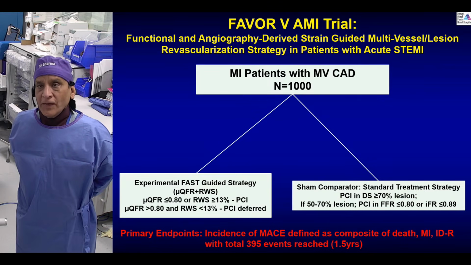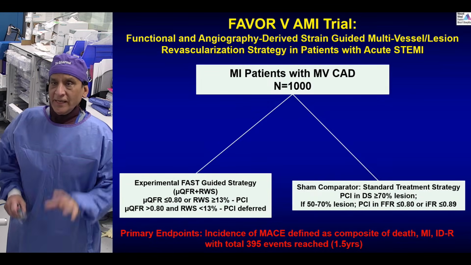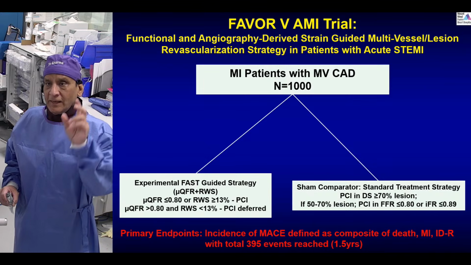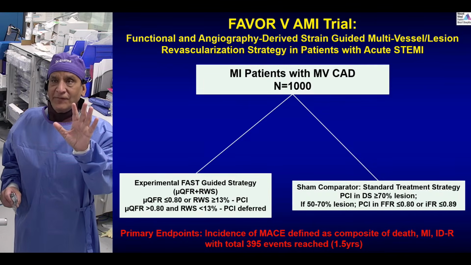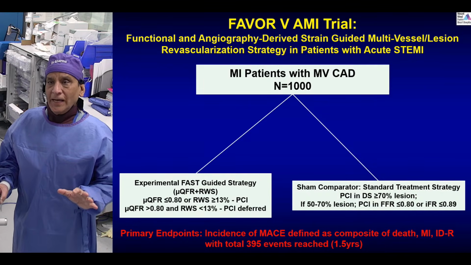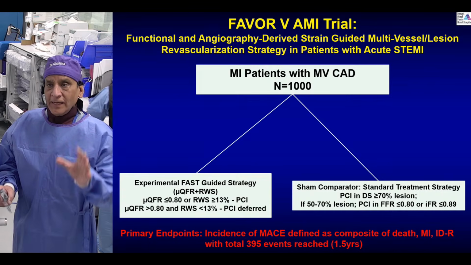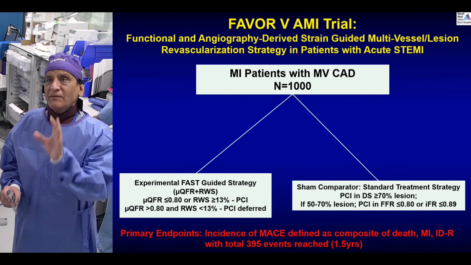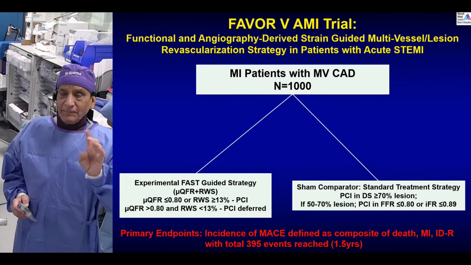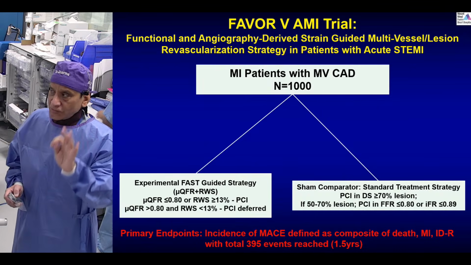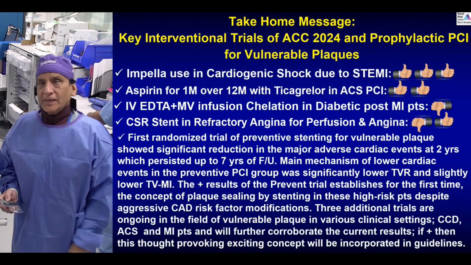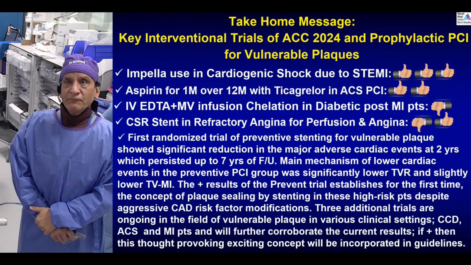The incidence of MACE is very interesting. Here is the event-driven trial. They will wait for 395 events, and then they stop the enrollment or unblind, and they think it will take 1.5 years. So these are the three major trials, I would say, that will answer this question of vulnerable plaque in the coming years. So let me just completely finish this one.